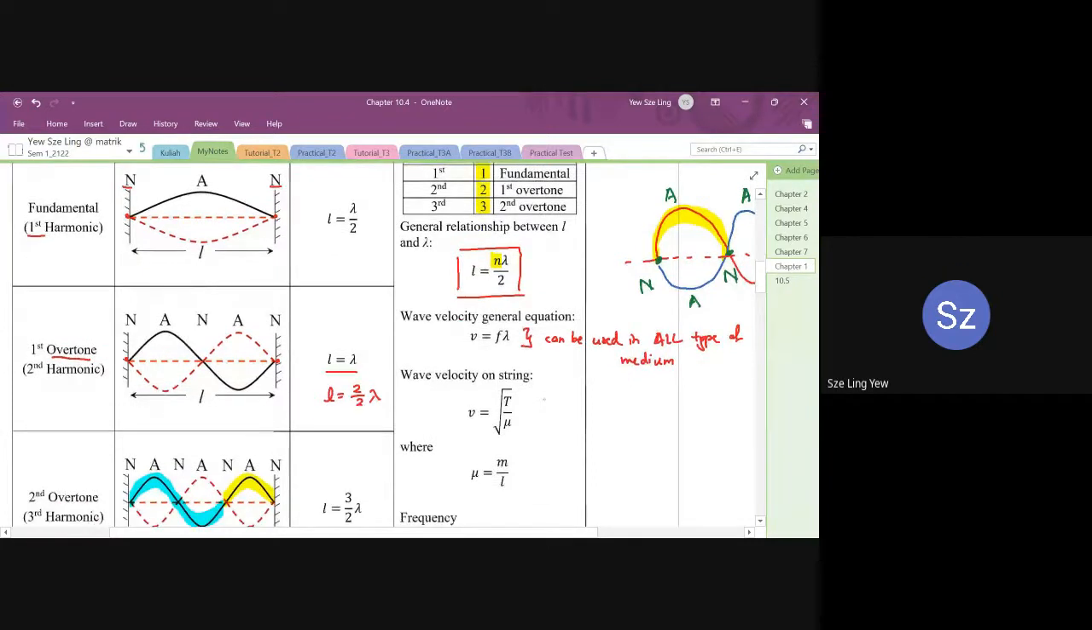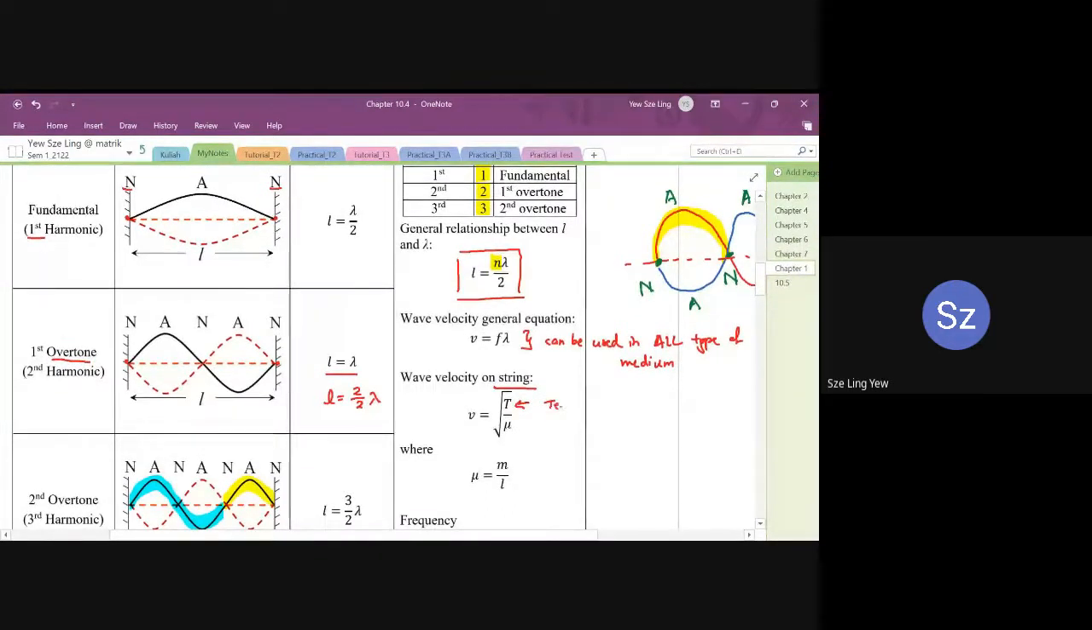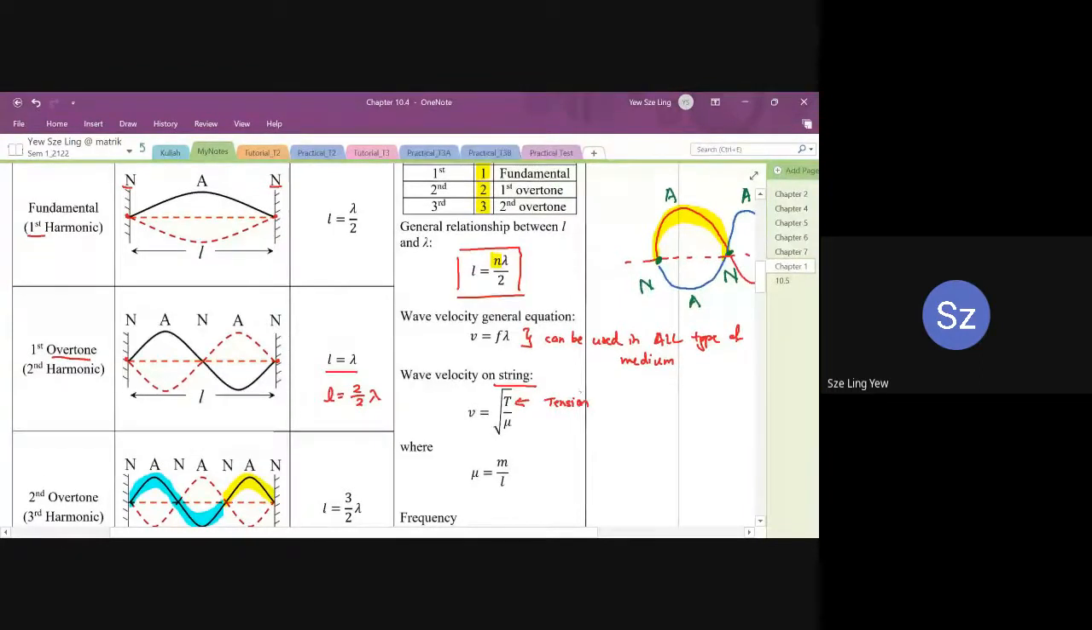But if you're looking at strings, we are going to go into a more specific equation. For a wave only in a string, we calculate the velocity by using the square root of T over mu. It depends on the tension, which is the force that you use to pluck the string. So a different force will give a different velocity. So this is a more specific equation that can only be used for a string.